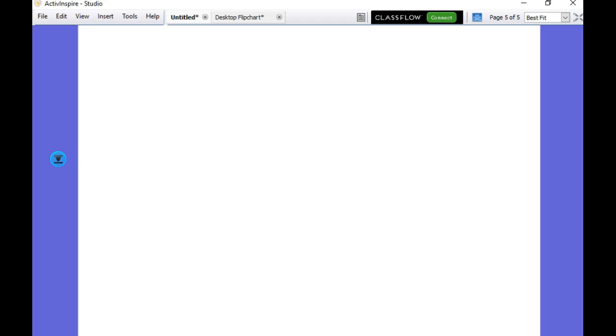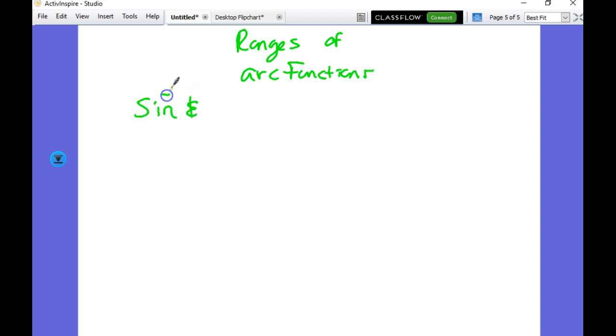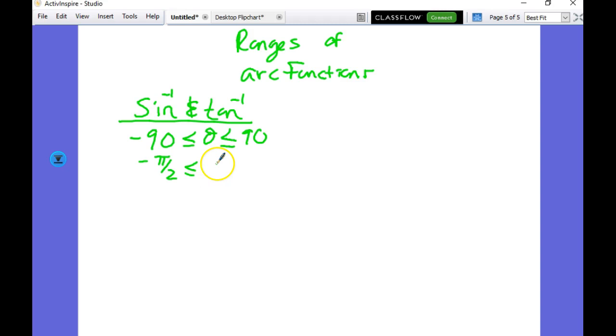But in the meantime, here's what I want you guys to write. Ranges of arc functions. Okay. Arc sine and arc tangent will only ever give you answers from -90 to +90. Or if you want to think of radians, from -π/2 to +π/2.